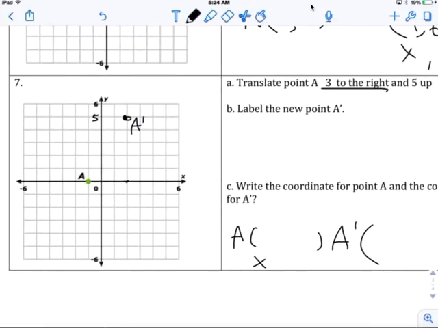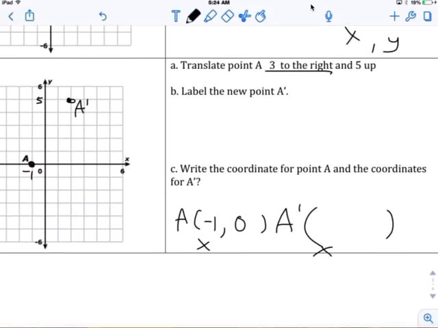A, remember X first, you go, it hits that right there, and that is -1, and it didn't go up any. It went 0 up. Okay, then you go to A prime. Again, you start with the X. Right there is negative. That's 1, 2. So it's 2. Go up to 5. Okay, and that's your answer.